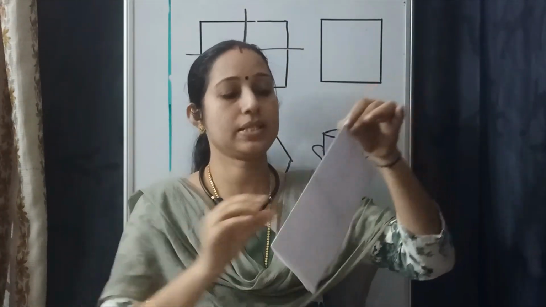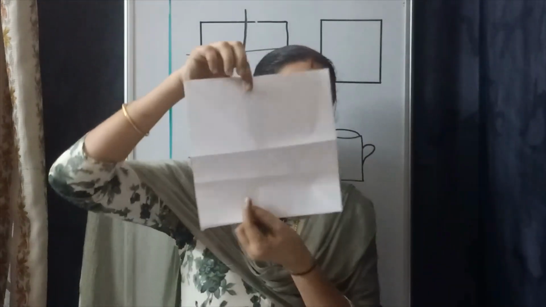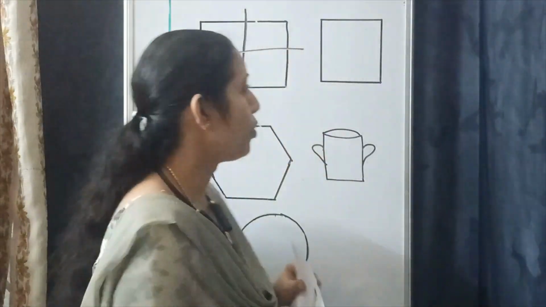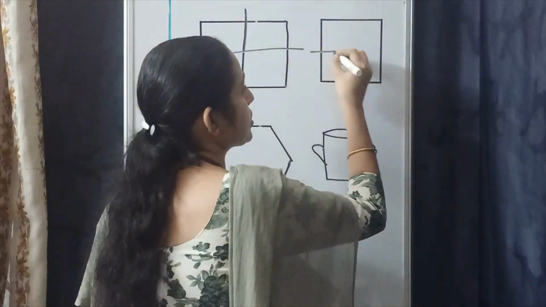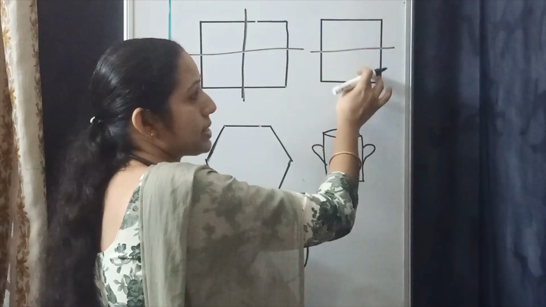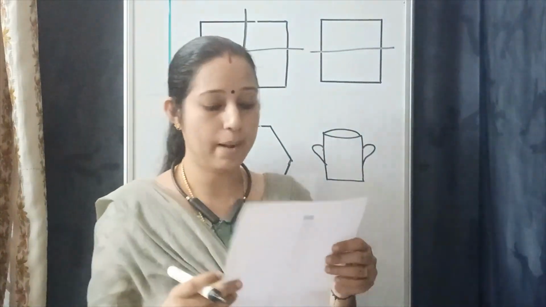Okay, yes. Here is one part and also this is one part. So the two parts are the same. So we can draw the line of symmetry here. One line of symmetry means its two parts are the same, identical parts.